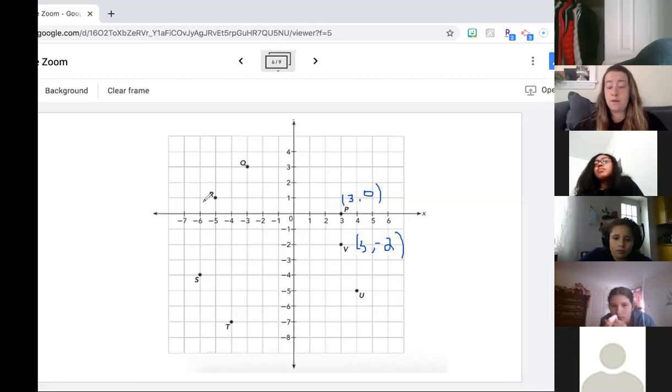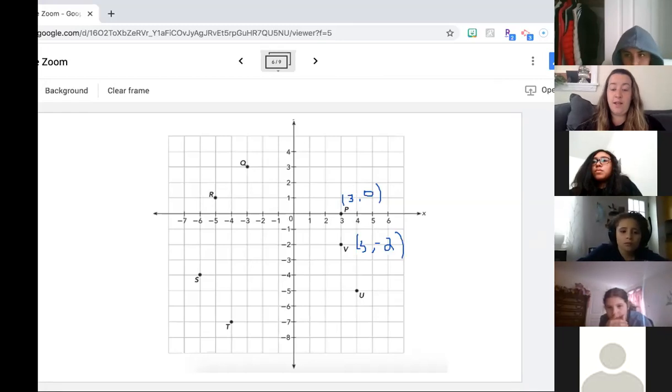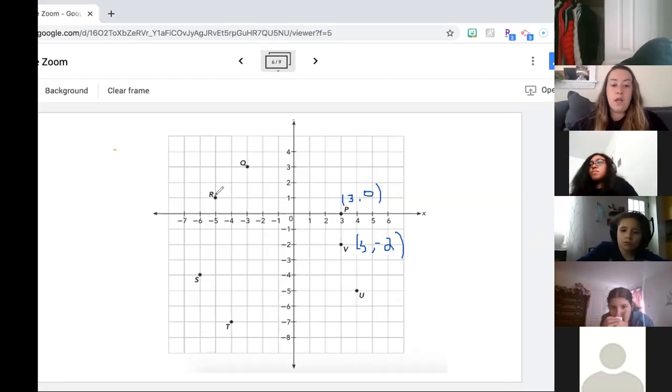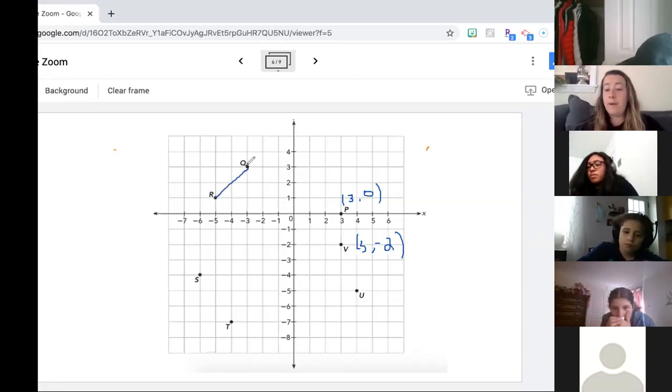What would the distance from R to Q be? So from R to Q. Good, Charlie. I see a lot of good responses there. This is where I tried to get some of you yesterday. So awesome, we can't do it yet. I cannot find the length of a diagonal line. That's something you will learn about in 8th grade, called the Pythagorean theorem.